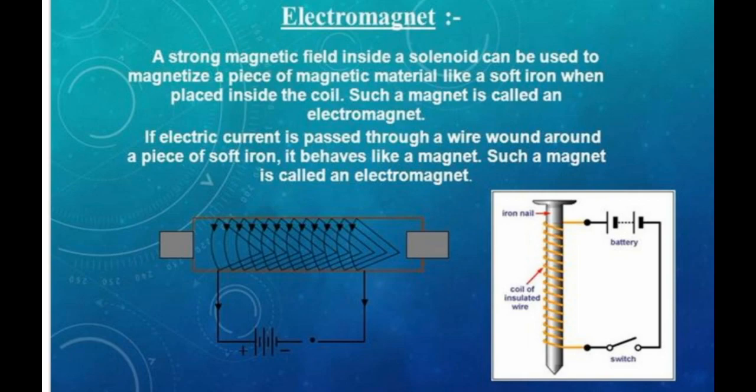An electromagnet shows magnetic properties only as long as electric current flows through the solenoid. It loses the magnetic property as the current is switched off. This is because soft iron has less retentivity. Retentivity is defined as the capacity of a material to retain magnetic property in itself.